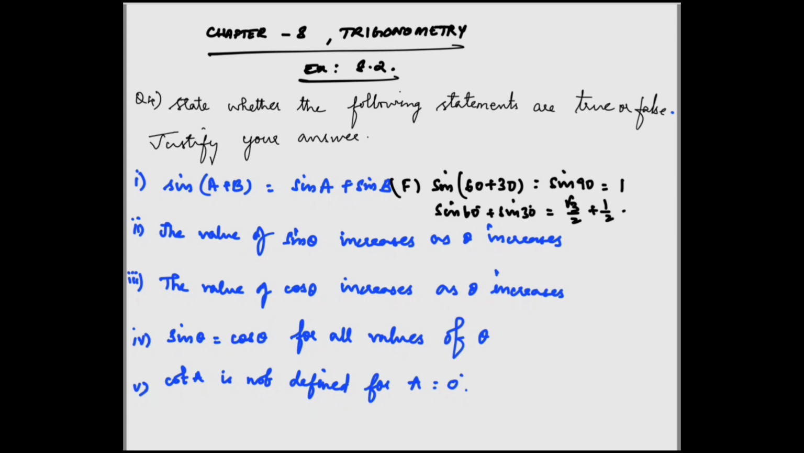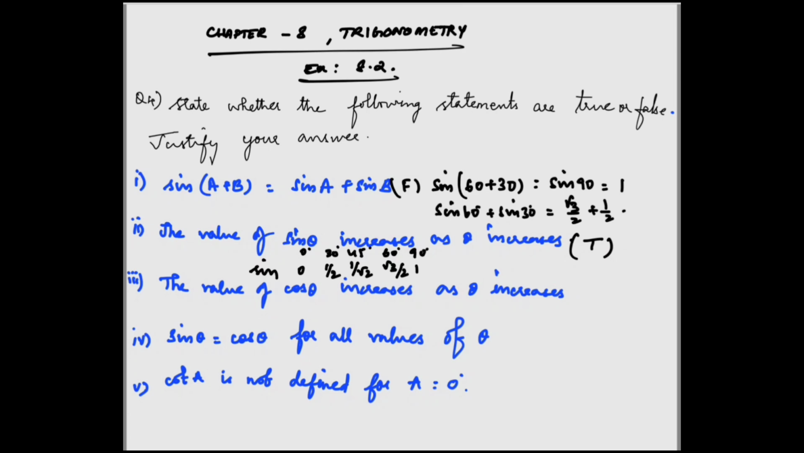Second question, the value of sin theta increases as theta increases. Yes, it is a true statement. By a sine table, we know that for 0, 30, 45, 60 and 90, sin 0 is 0, sin 30 is 1 by 2, sin 45 is 1 by root 2, then root 3 by 2, and sin 90 is 1. So, as the value of theta increases, the value of sin theta also increases. So, it is a true statement.